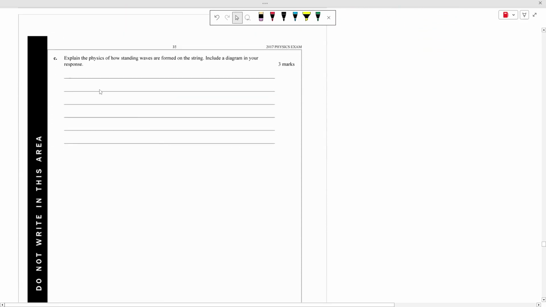Part C. Explain the physics of how standing waves are formed on the string. Include a diagram in your response. Okay, so it really varies from person to person how you're going to answer this question. The only thing I can really think of is, let me just explain in words and then I'll tell you to refer to the examiner's report.